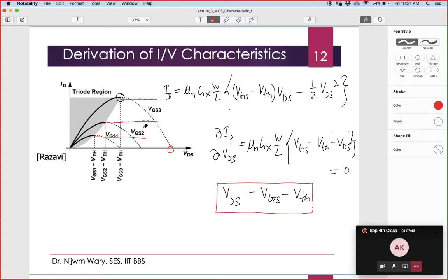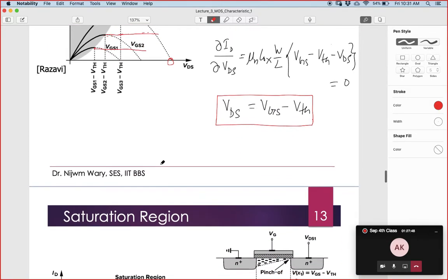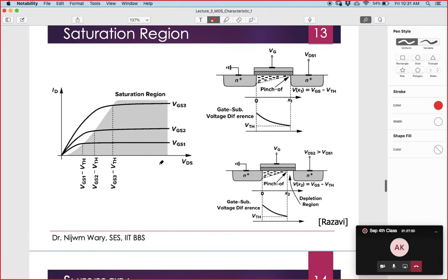Then how do we reason out for this? The current equation that we have derived is only valid for this much, but after this the current becomes constant. So that's why this region is called the saturation region.